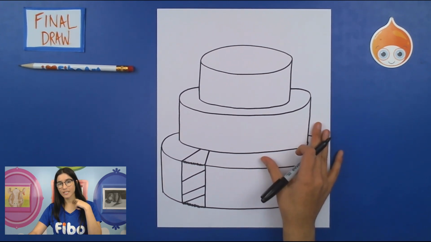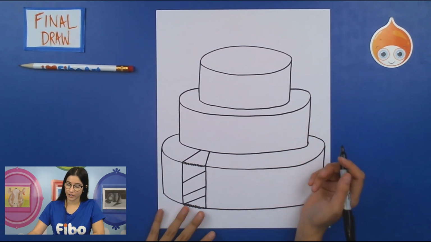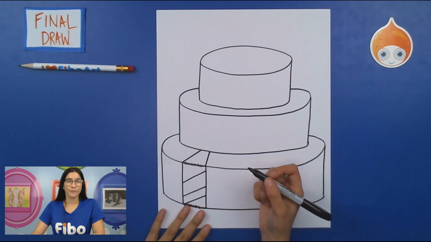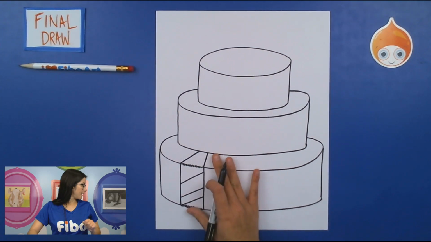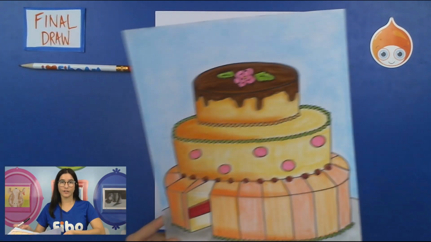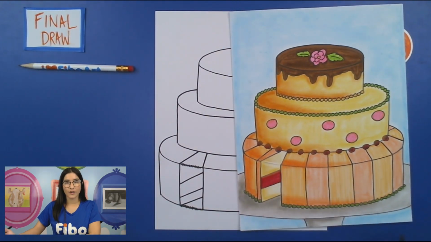Now again, that's just optional. You don't have to have that on your cake. If you want a full cake, you don't want to show a slice, that's totally fine. But that's what I did for my sample here. So I just wanted to show you how you could create that.